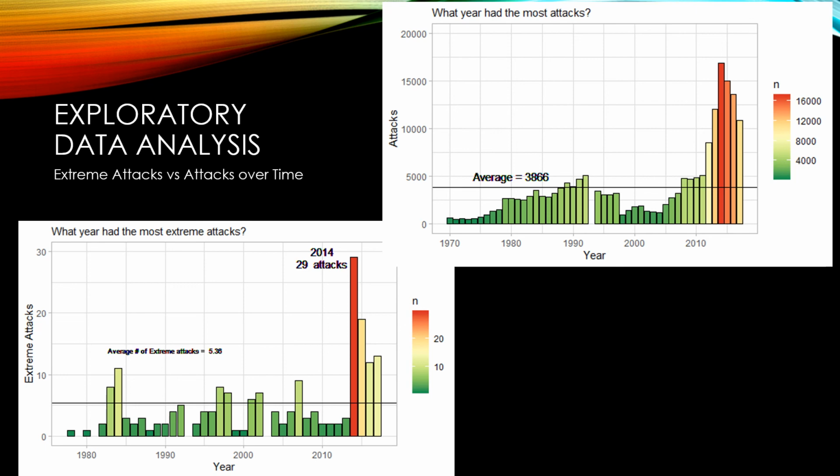Here we have two time-based charts that are looking at the number of attacks over time. So the one in the upper right is total number of attacks. And what we see is that the number of attacks per year stayed fairly consistent up until right around 2012. And then we see that it spikes in 2014 with over 16,000 attacks. We have an average number of attacks per year of around 3,800. The bottom left chart is looking at what I called extreme attacks. So extreme attacks were a personal designation that I came up with, and it's any attack that kills more than 100 people. We see that it has a similar trend, and then it stays fairly consistent up until right around 2014, where we have that spike, and there were 29 deadly attacks.